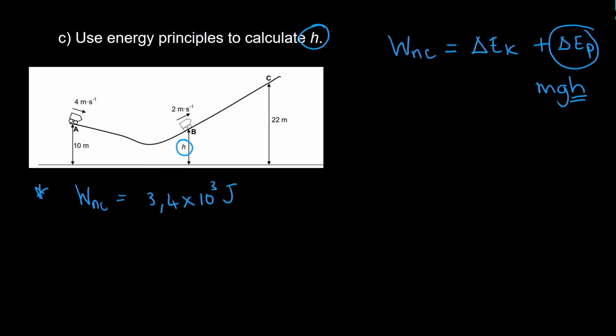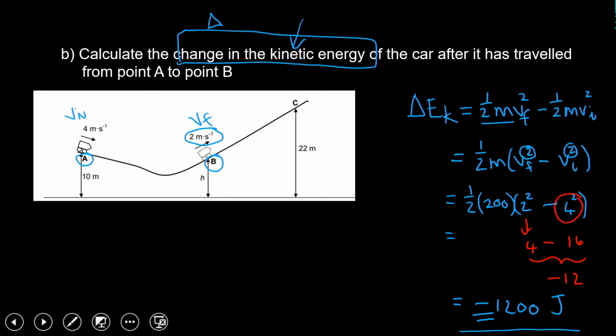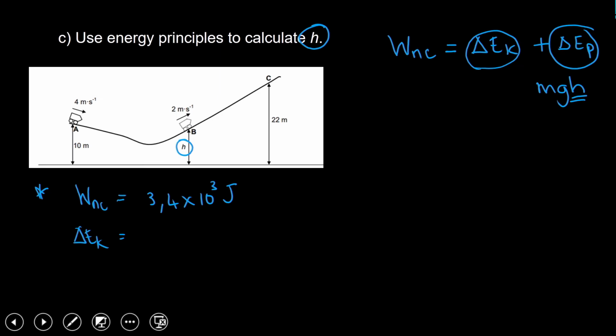What have we worked out? In the previous question, we've already worked out the change in kinetic energy, let's go back to our answer just to check it, was 1,200 joules. So we know that, 1,200 joules. Okay, let's work now with this equation that we know about.